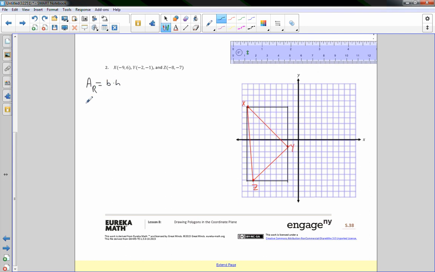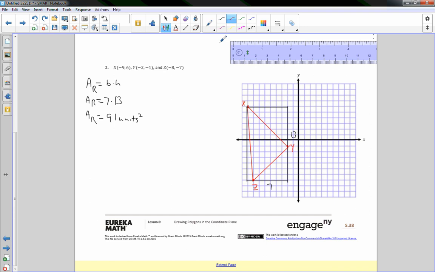The area of this rectangle, its base is 1, 2, 3, 4, 5, 6, 7. This is a distance of 7. And the height is 1, 2, 3, 4, 5, 6, 7. 1, 2, 3, 4, 5, 6. 7 and 6 is 13. So the sides are 13. So it's a 7 by 13 rectangle. 7 times 13. So the area of the rectangle is 91 units squared.